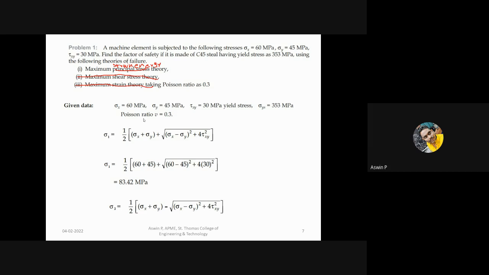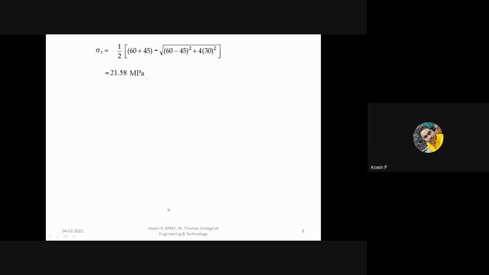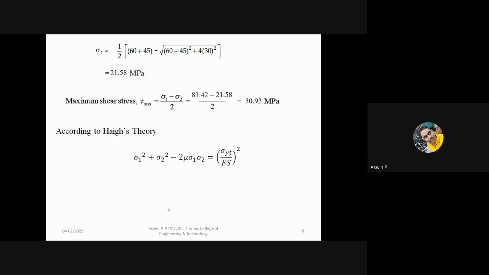After that, you need to find out sigma 2. Here, instead of positive, you need to give negative. If you substitute like that, you will get sigma 2 as 21.58 megapascal. We have sigma 1 as 83.42, sigma 2 as 21.58, and there will be a third part, that is tau max. This is not required in our paper, but still it is the procedure, that's why I have written this also. If you miss this term, there is no change in our answer. That is according to Haigh's theory. This is our Haigh's theory.